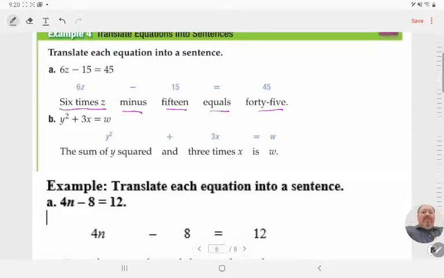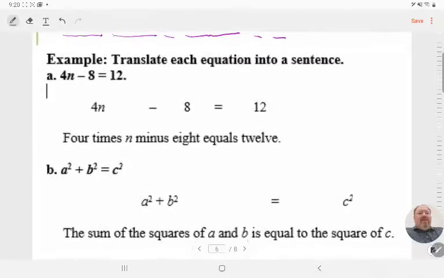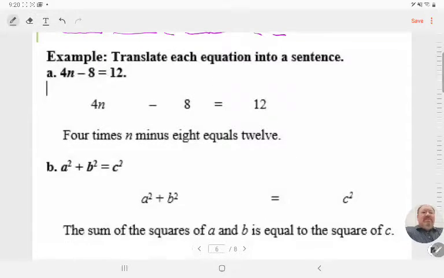And then y squared plus 3x equals w. So this is an addition problem. So I could say the sum of y squared and 3 times x is w. Okay? All right. So let's look at another one.